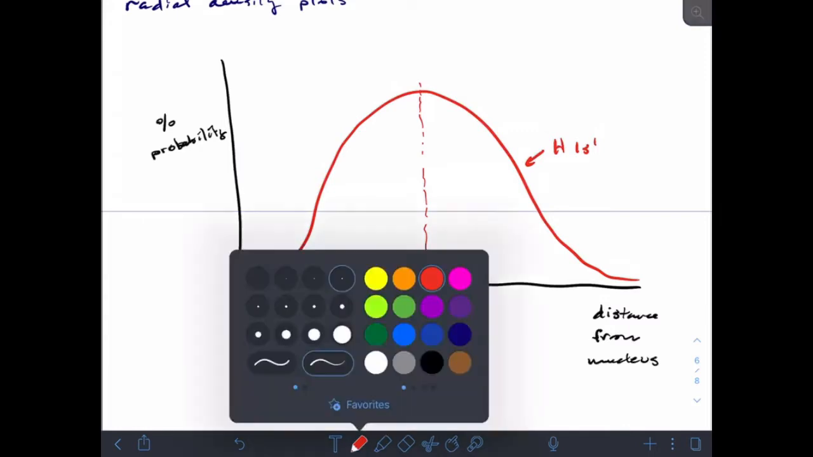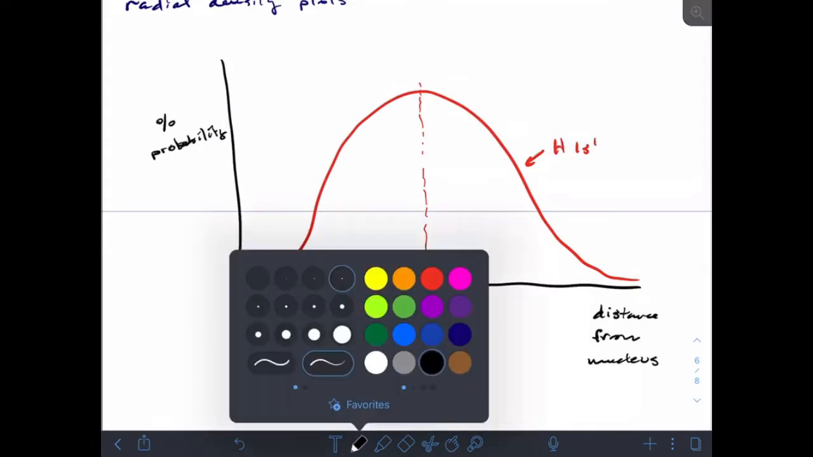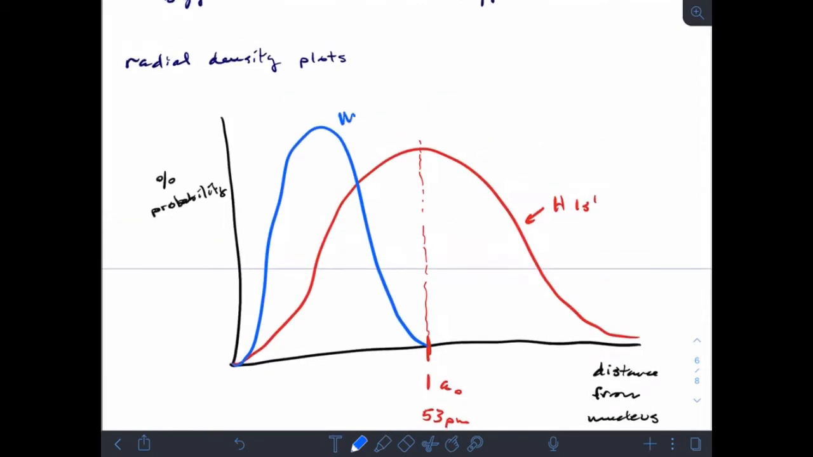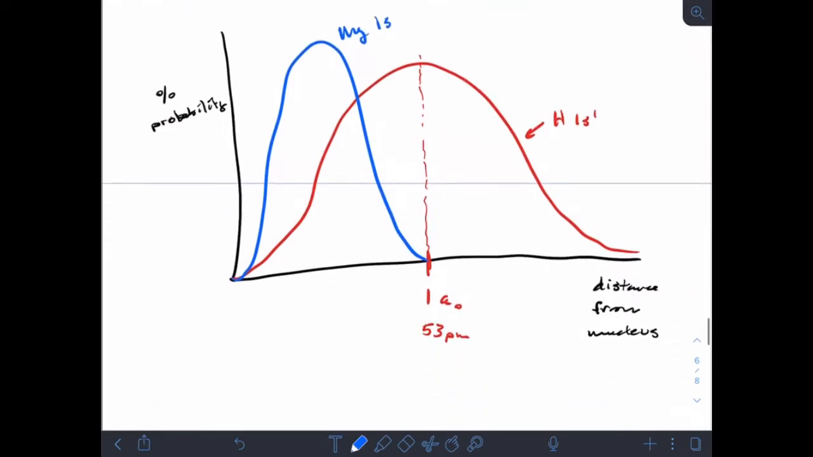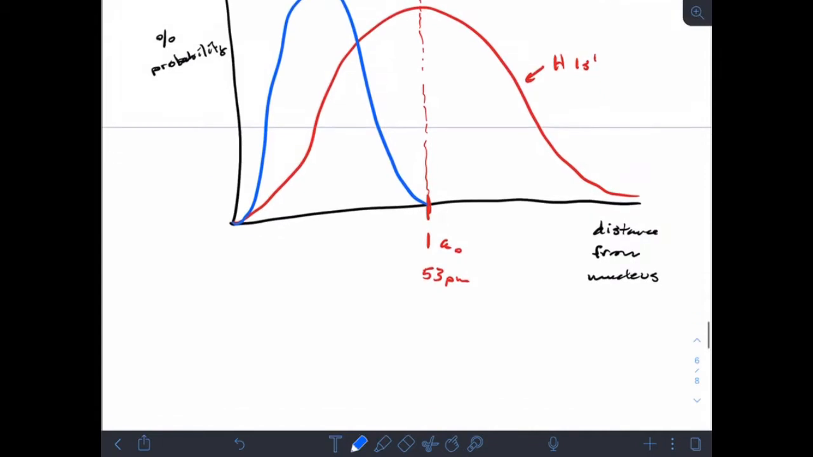Right? Now, if I do the same thing and I look at the 1s for magnesium, let me pick a different color. All right, so this is the magnesium 1s. Much, much smaller. So magnesium has a lot more electrons. Why is the magnesium 1s smaller than a hydrogen 1s? You would think that they might be the same size because they're both 1s orbitals. And the answer is shielding.